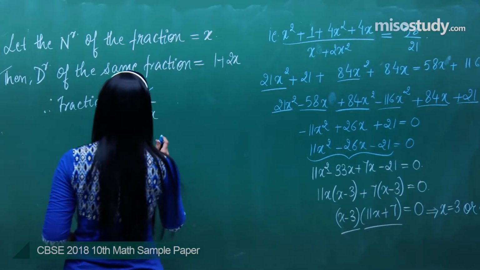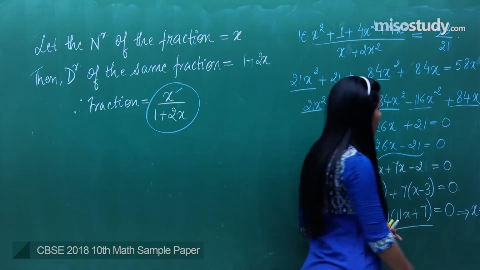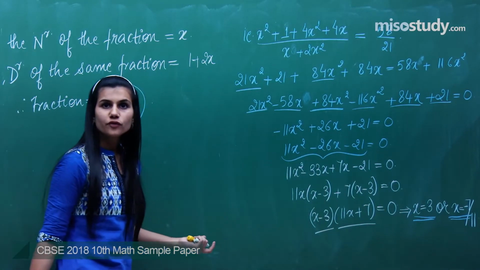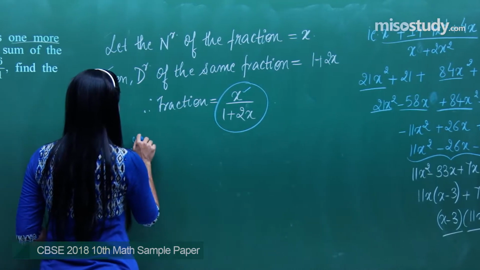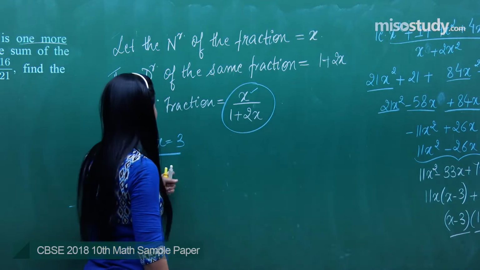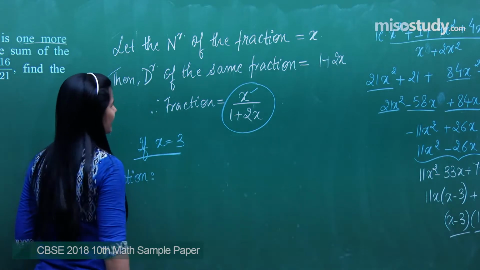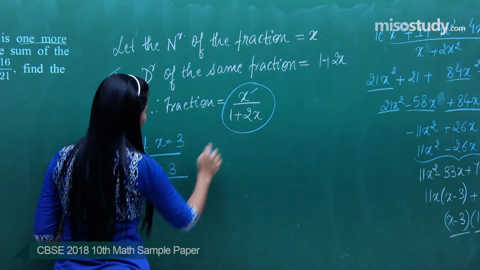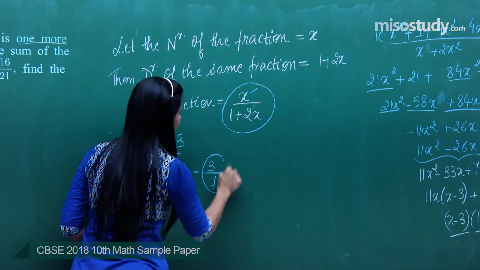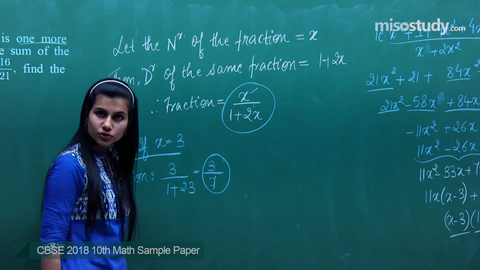The moment you have this, come back to your fraction. Our aim was to find out the values of x, because the moment you have x, you have your fraction. So if x is equal to 3, out of the two values of x, my fraction is what? My fraction is 3 upon 1 plus 2 into 3, which is 3 upon 7. This is what your fraction will be if your x is equal to 3.